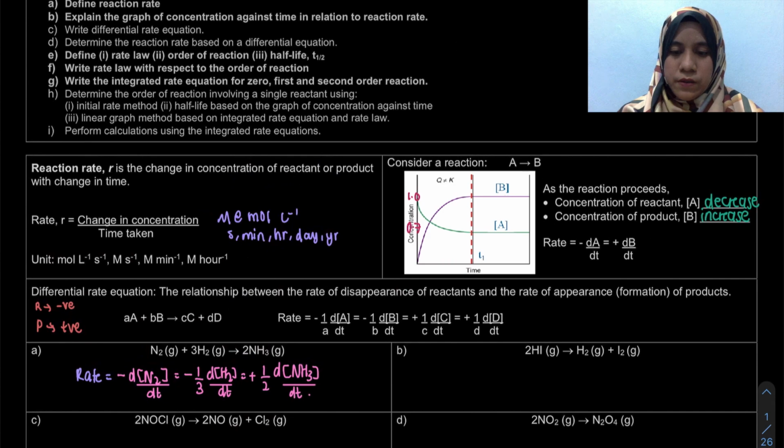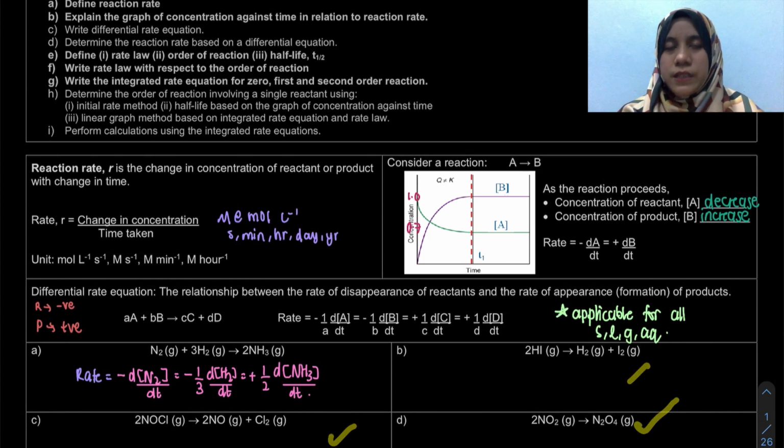So for questions B, C, D, I believe you could try yourself. And the differential equation is actually applicable for all states, regardless of whether it is solid, liquid, or gas. For the example here, mostly I've mentioned it. If we have solid or liquid, we're going to include all of it.